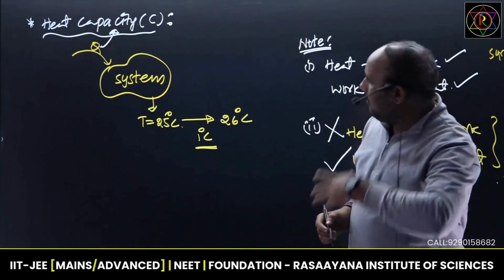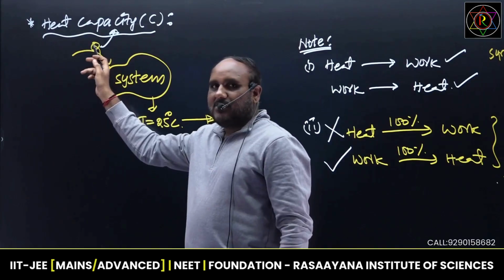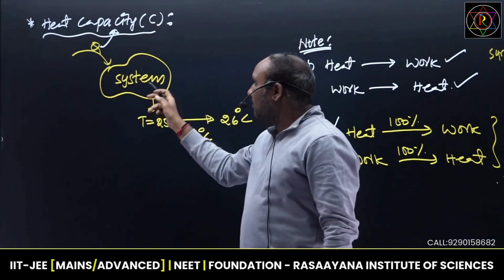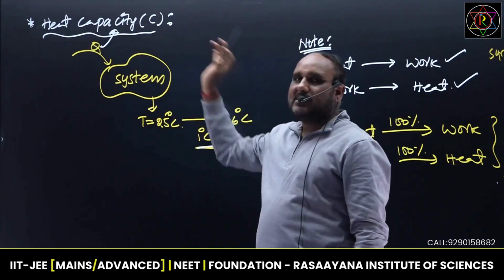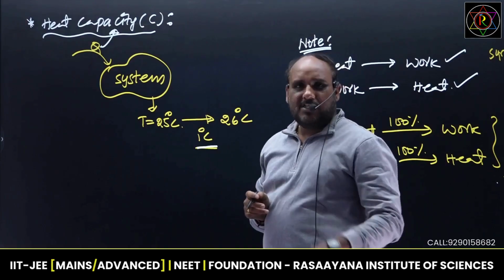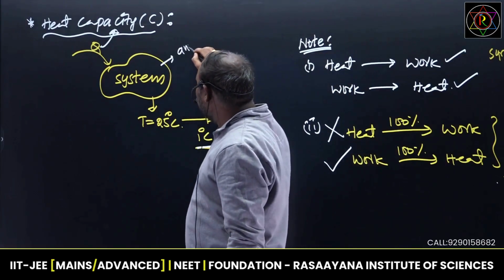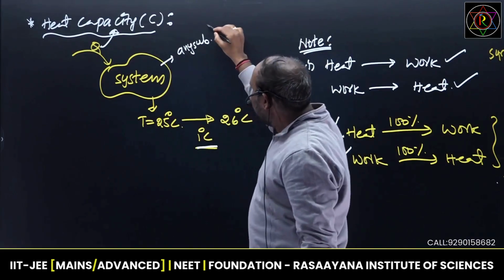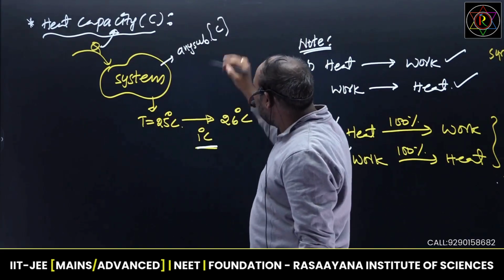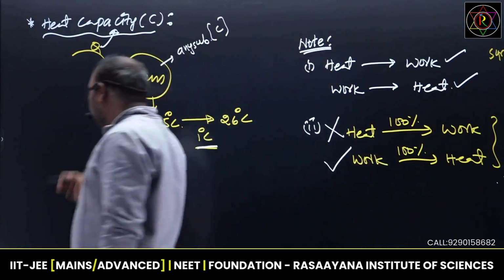So simply, now we'll go with the definition. The amount of heat required to raise the temperature of any substance by 1 degree centigrade is known as heat capacity. Very simple. In this case the system is any substance. In case of any substance, that can be used as heat capacity C. So how we'll get that, we will see.